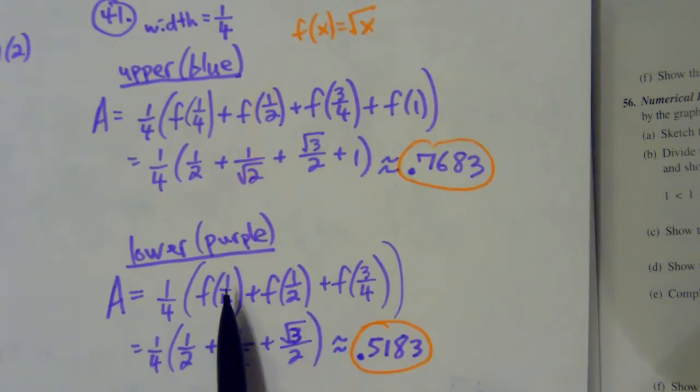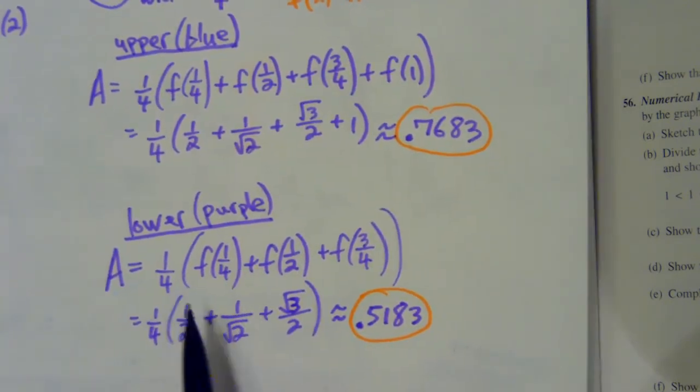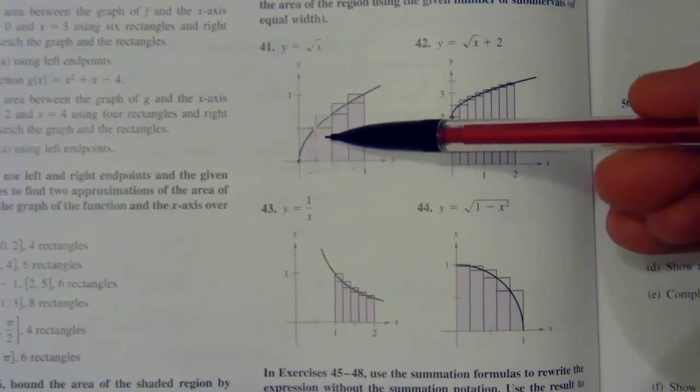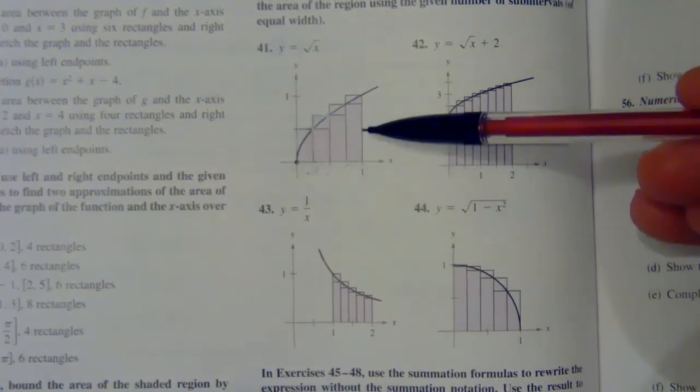Now to get the lower, the purple ones, there's my work for that. So the purple ones, notice that there's only 3 of them. And so it's going to be 1/4 times the height, 1/4 times the height, 1/4 times the height.